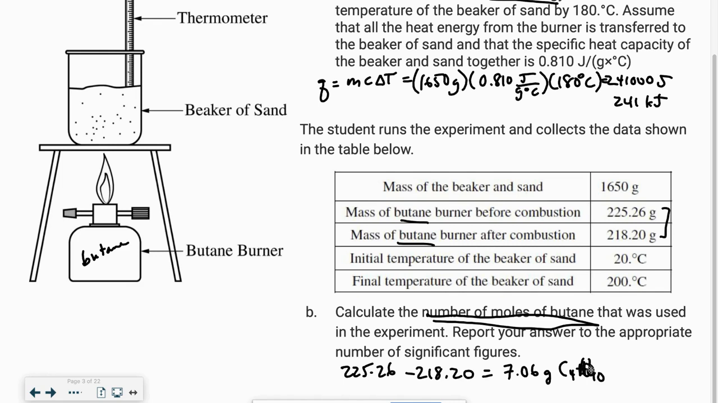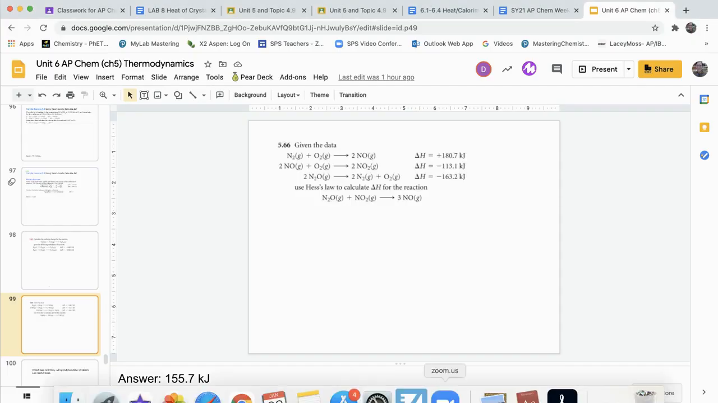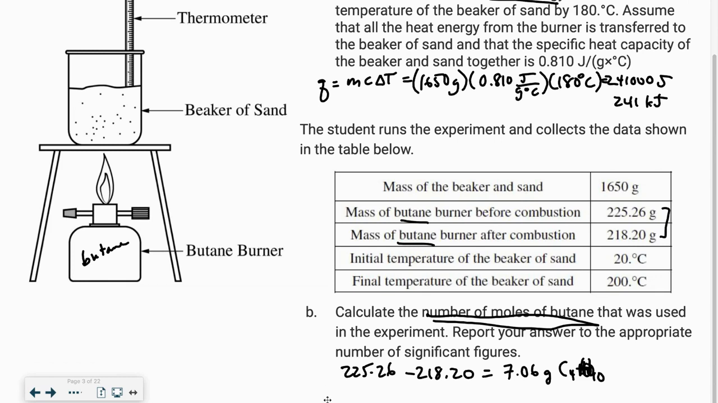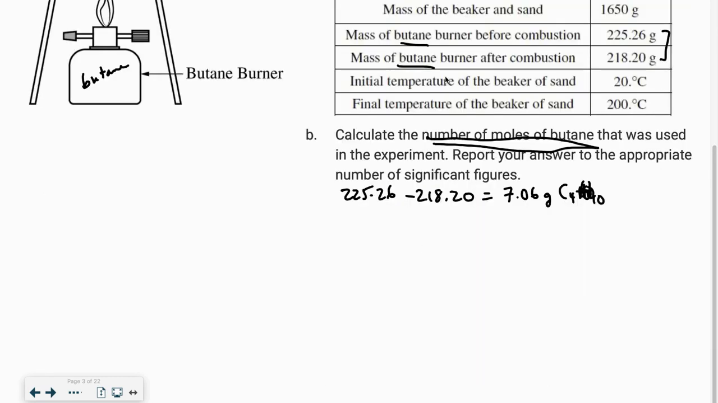And then we would have to change that. Oh, that is a C4H10 there. Change that to moles by dividing by the molar mass. So we take our 7.06 grams, divide by the molar mass of butane, which is 58.14 grams per mole, and we get 0.121 moles of butane.